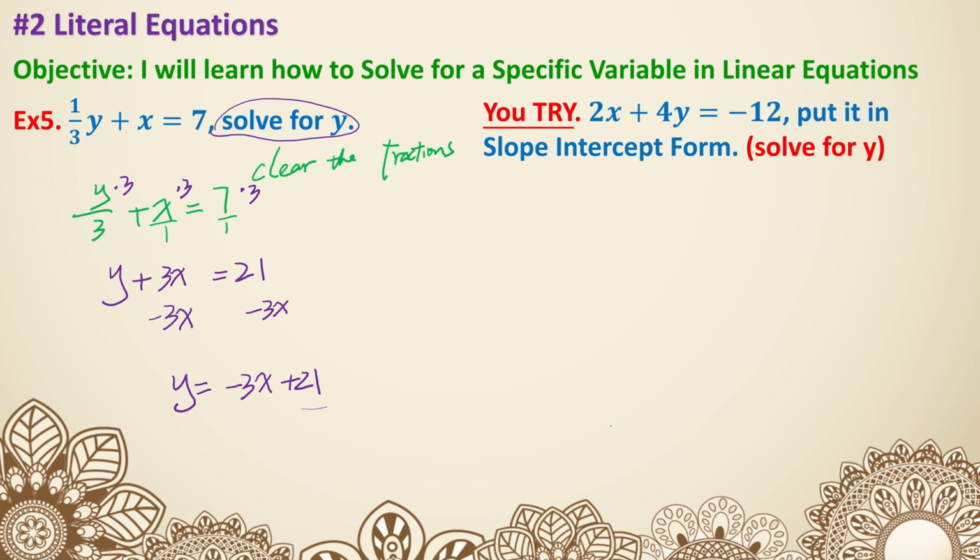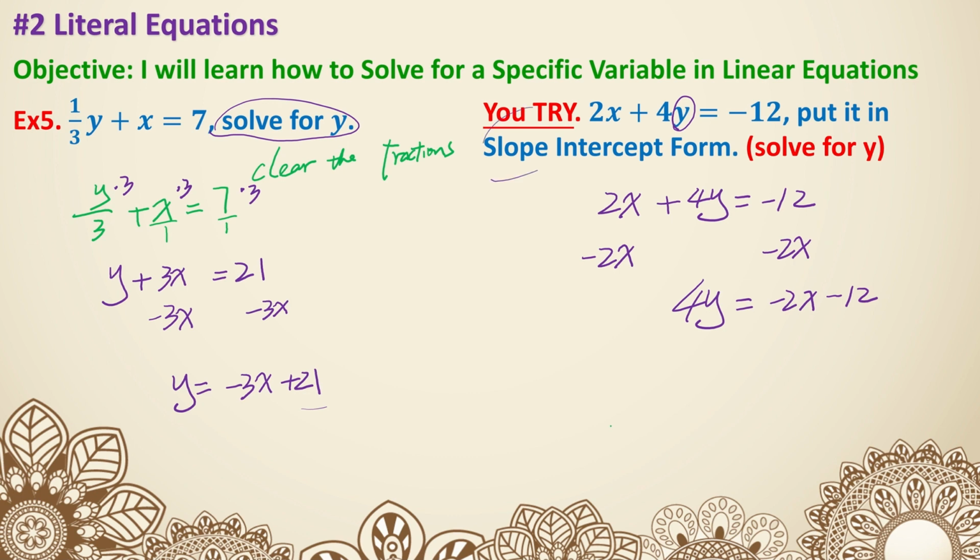Okay, example 6. Put it into slope-intercept form, or in other words, solve for y. So let me copy down: 2x plus 4y equals negative 12. So we can subtract the 2x over, so we're only leaving the 4y on that side. We have 4y equals negative 2x minus 12. Since we want the slope-intercept form, which is, again, y equals mx plus b, I'm putting the x term first, then we're dividing everything by 4 separately.